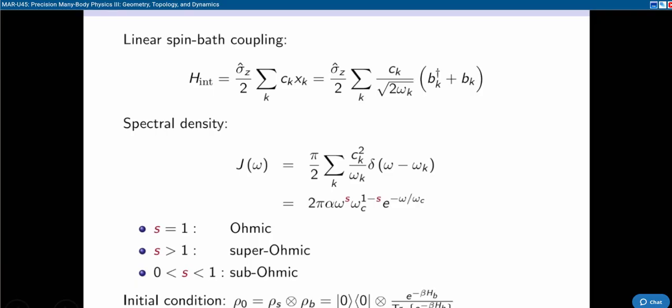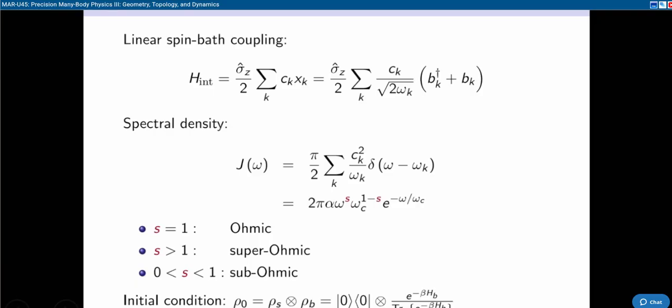Now, depending on the value of this exponent s, we have very different physical regimes. s equals 1, the ohmic regime, is perhaps the most widely studied, and a lot is known analytically about this regime. s greater than 1, the super-ohmic regime: in this case, tunneling always outweighs the weak coupling, and the system is always delocalized. And what I'm going to be talking about is the sub-ohmic regime that has a very interesting physical and mathematical structure, including a quantum phase transition.